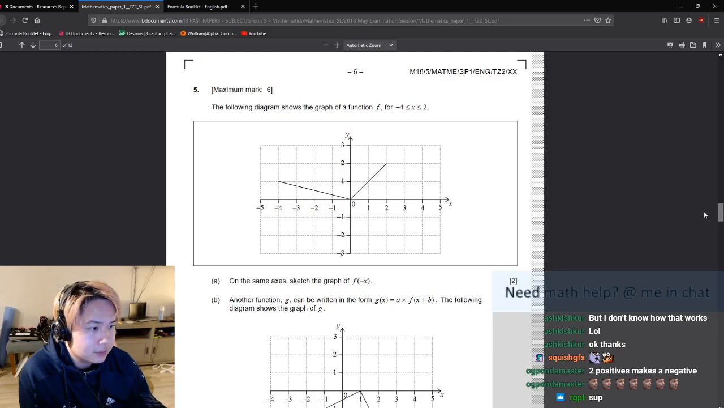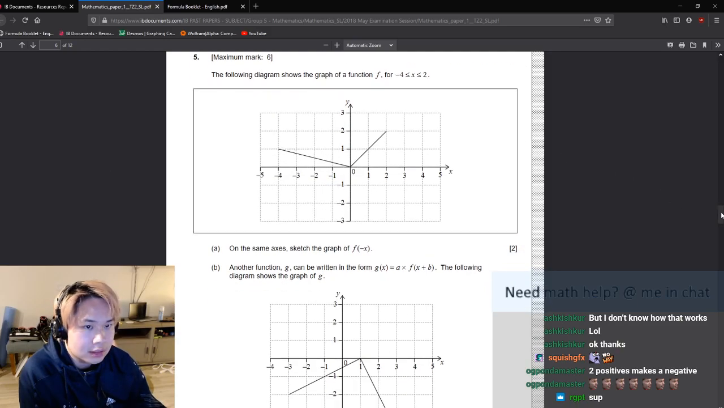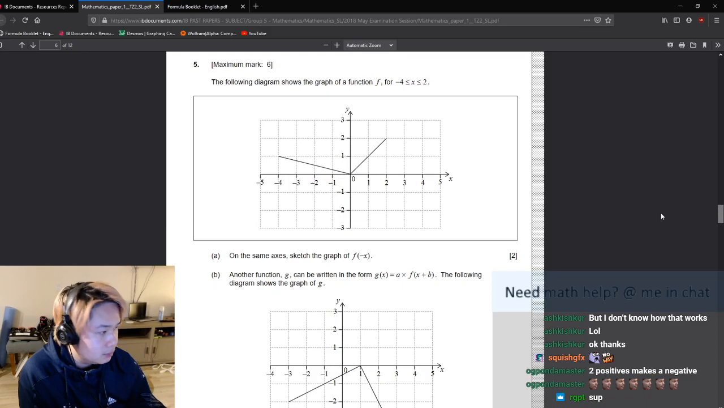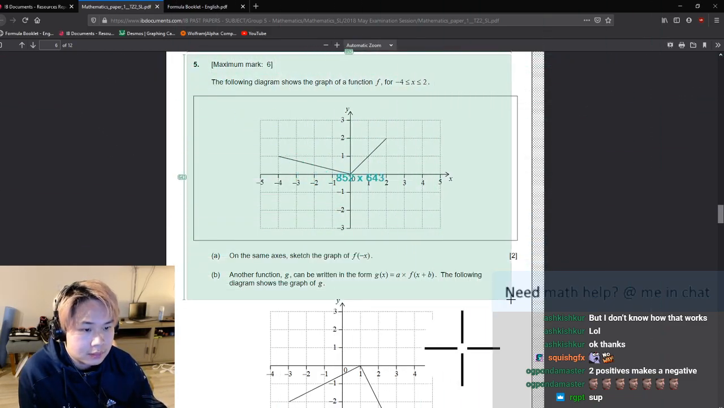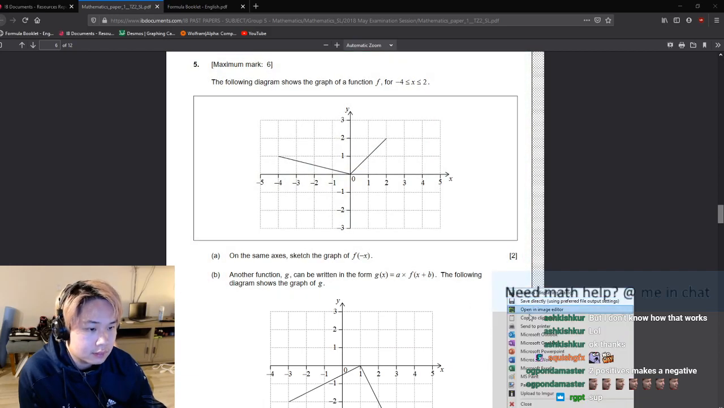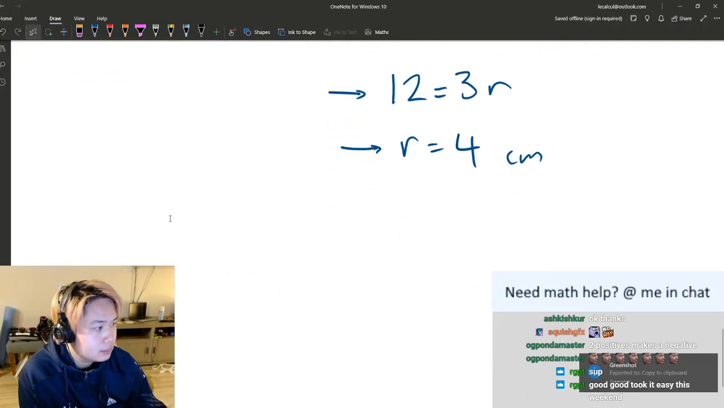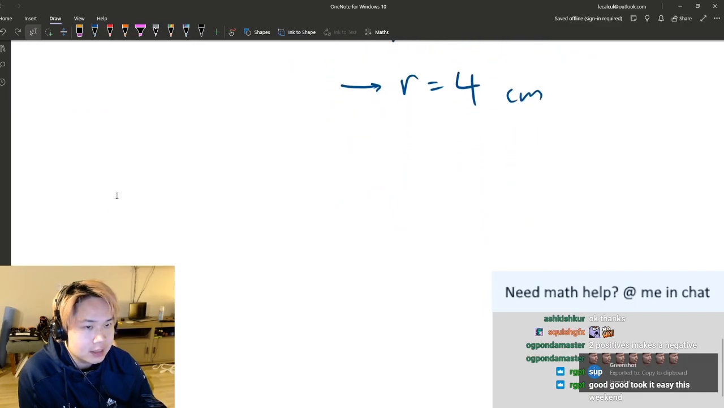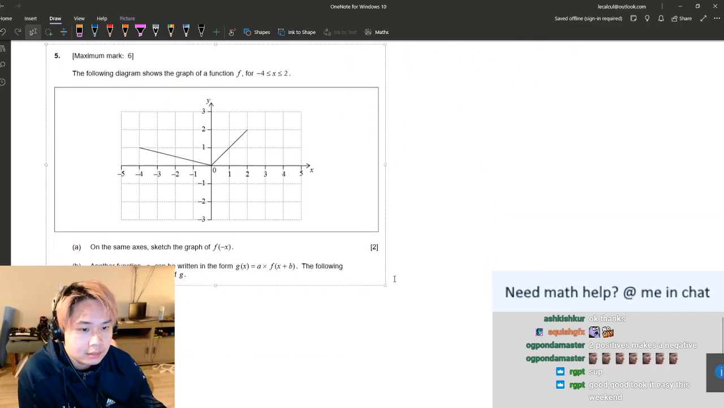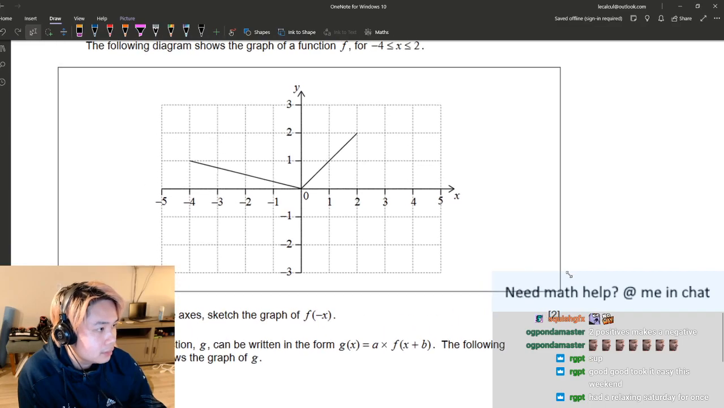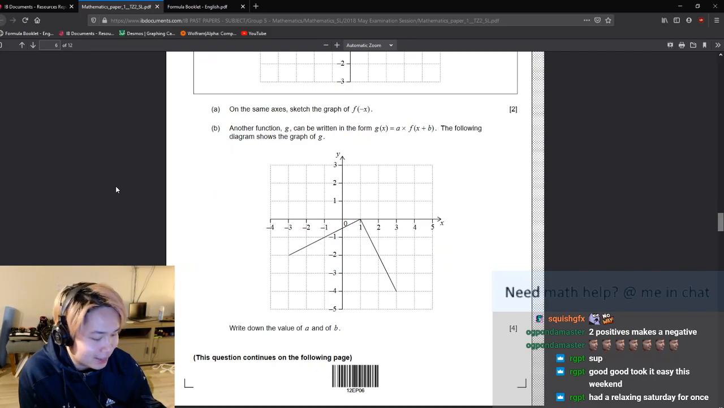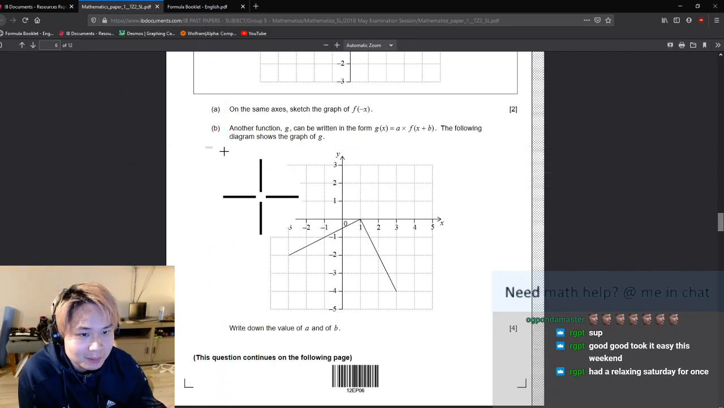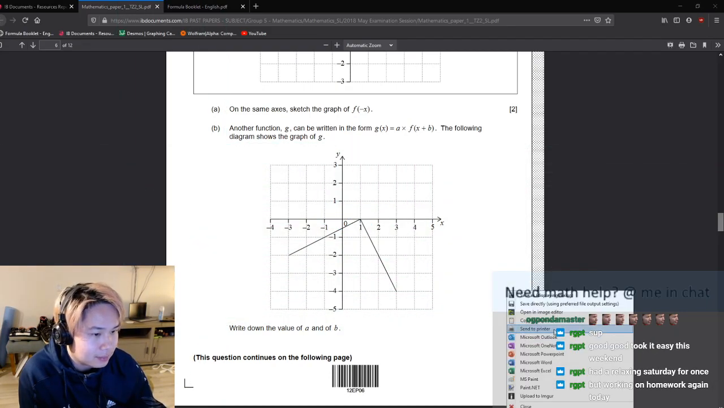Ooh, function stuff. Hey RGPT, how's it going? Are you busy as always? Ooh, took it easy, nice. How long has it been since you had a relaxing Saturday? Or Sunday? Nice.